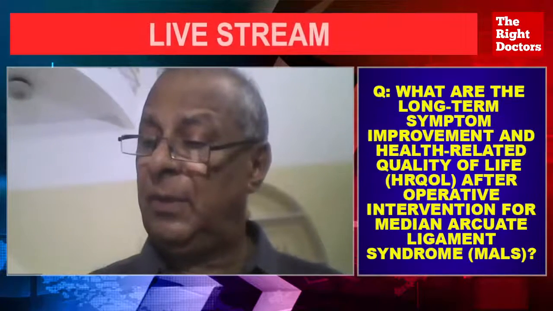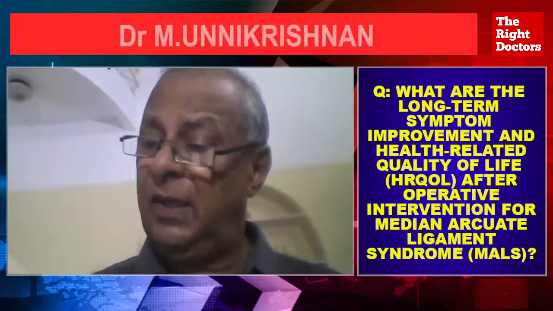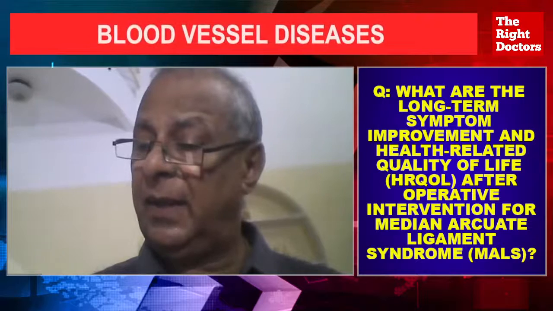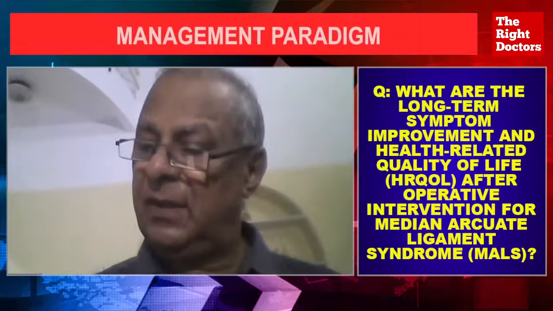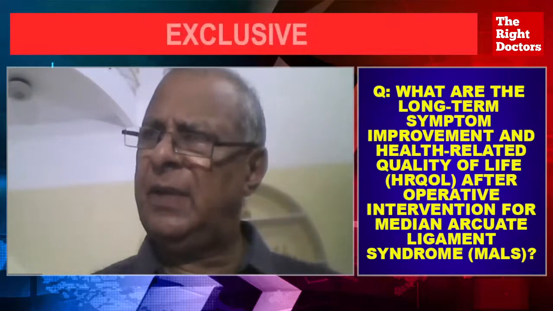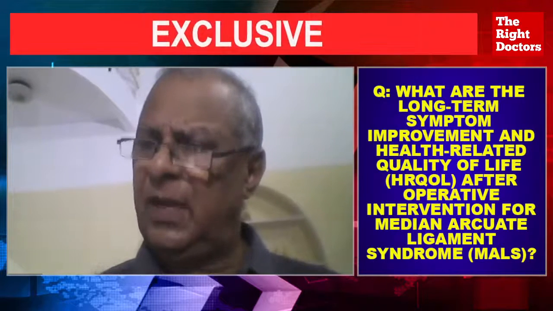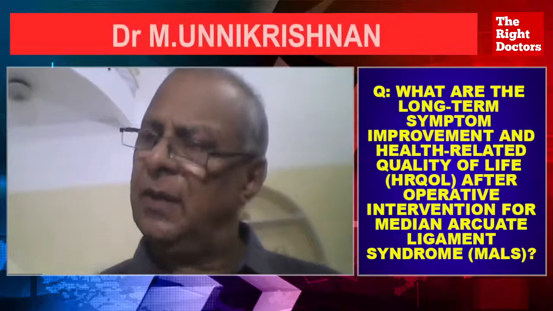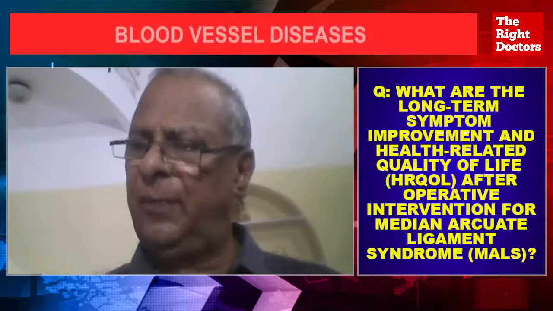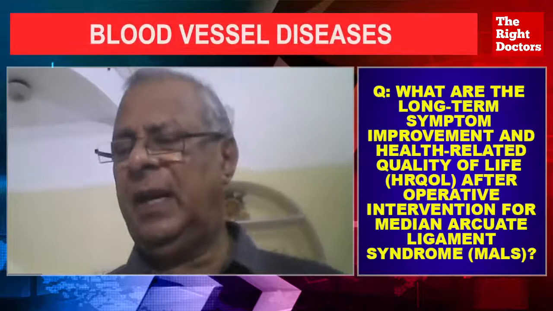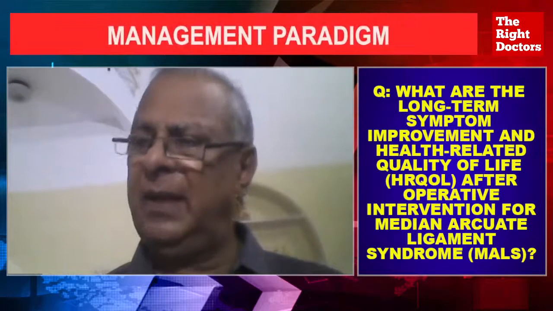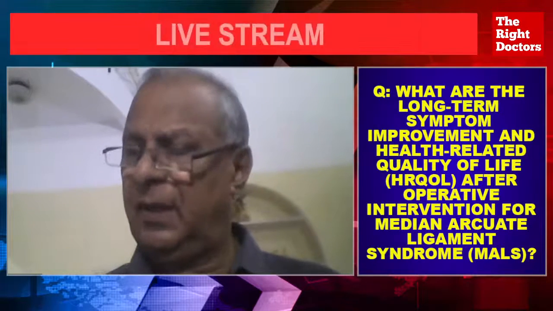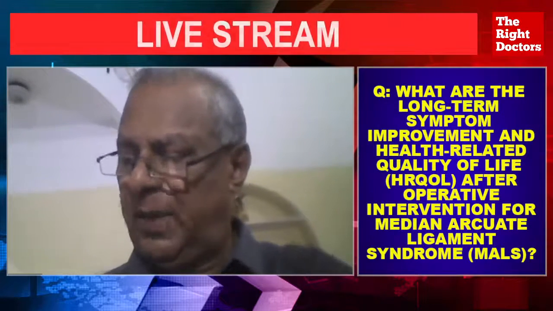What are the long-term symptom improvement and health-related quality of life after operative intervention for median arcuate ligament syndrome? I have seen 2-3 patients, and we requested a laparoscopic release of this, followed by celiac stenting. But although I have seen 2 or 3 patients, there was unwillingness from the patient side to undergo it, and unwillingness to divide the median arcuate ligament, because there's no point in putting a stent when there's a ring obstructing. So again, I don't have a proper answer.